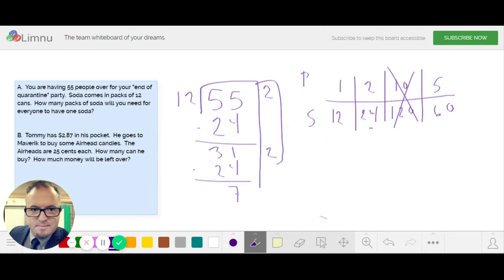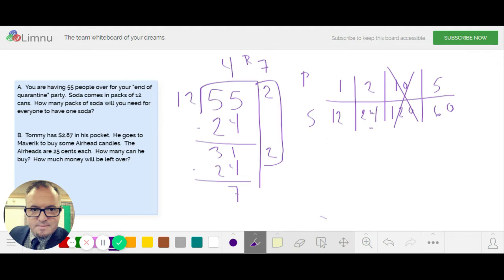Now, 12 does not fit into 7, so 7 would technically be our remainder. We would add up our groups that we've already put together, which is 4, and we would have a remainder of 7. Now, what does the remainder mean in this problem? Think about this. You have bought 4 packages of soda, so that means you would have bought two groups of 24, which is 48. So you have 48 cans of soda. This 7 does not mean you have 7 cans left over. It means right now you have 7 guests that are going without soda.